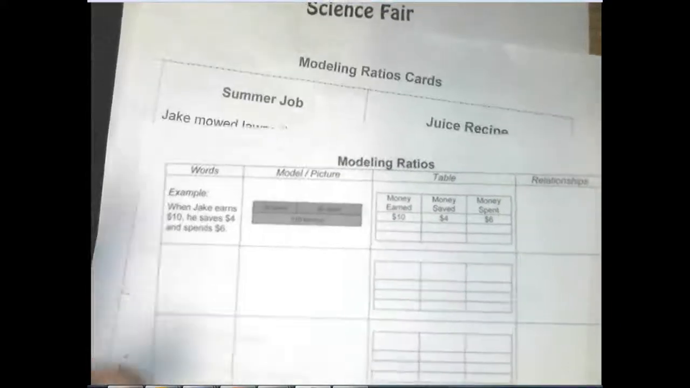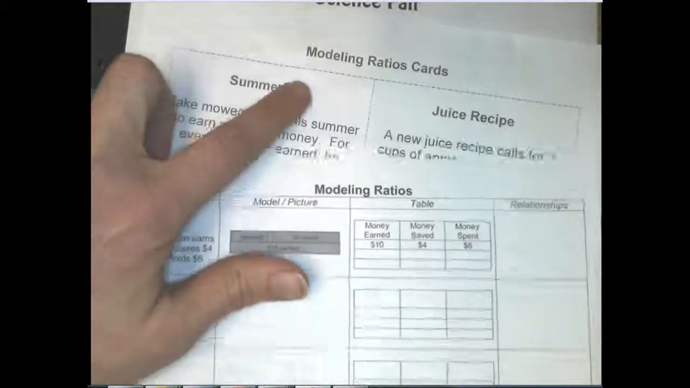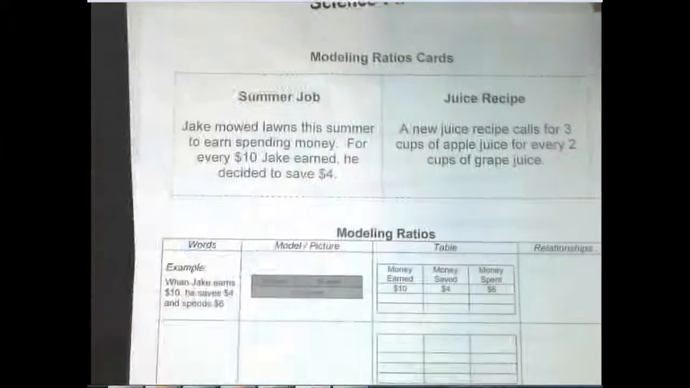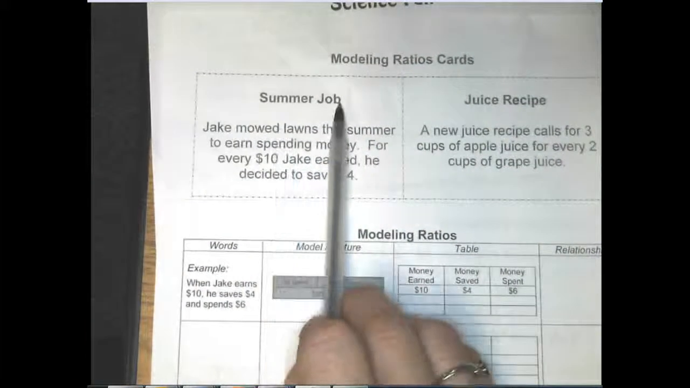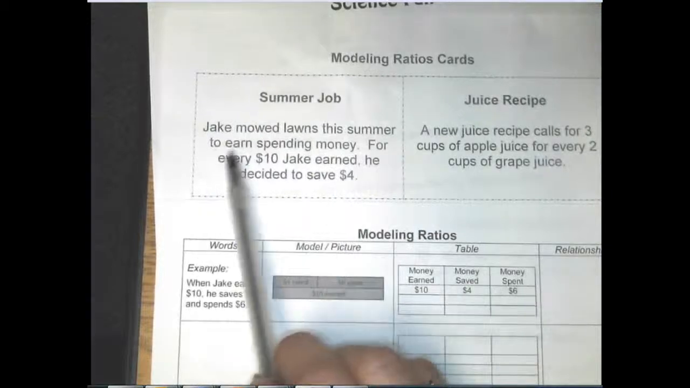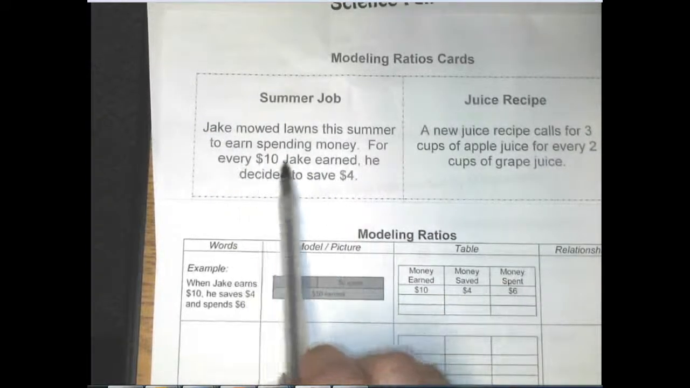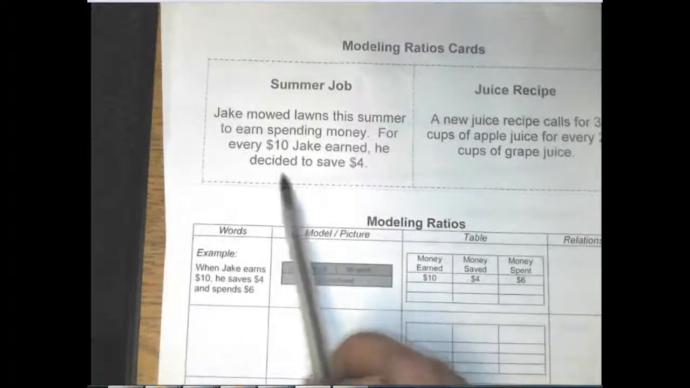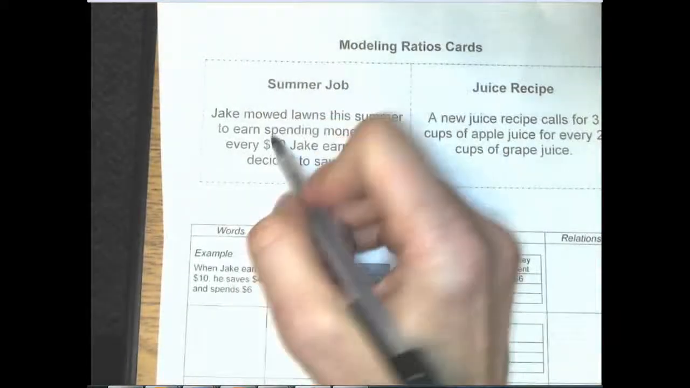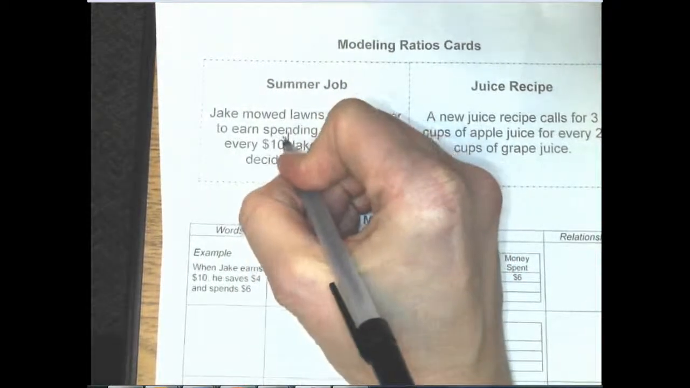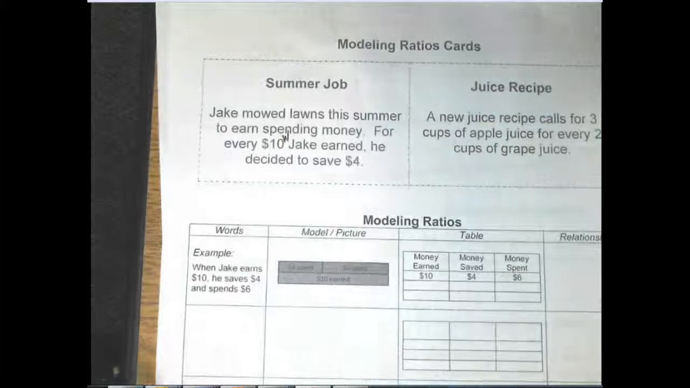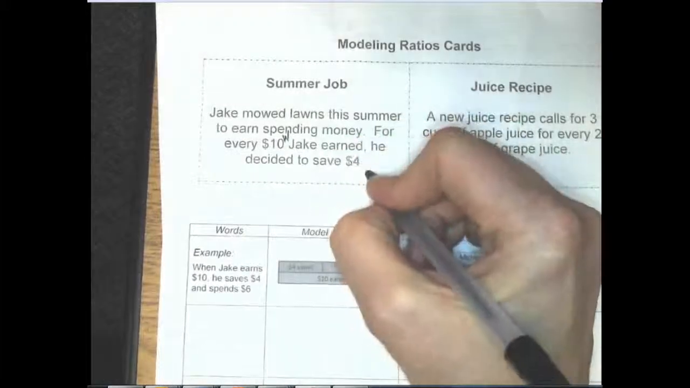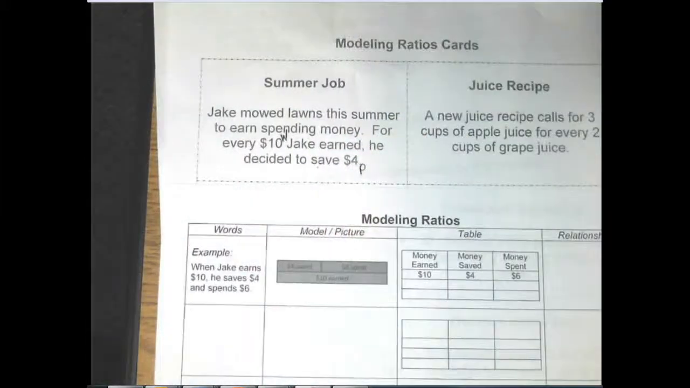So this modeling ratios paper goes with these cards, and they had done the first one for you, and that was summer job. Jake mowed lawns this summer to earn spending money. For every $10 Jake earned, he decided to save $4. So what we talked about is that the $10 is the whole part of my situation, and he decides to save $4, which is a part of my situation, but there's a part that's missing, and the part is the $6 that he spent.